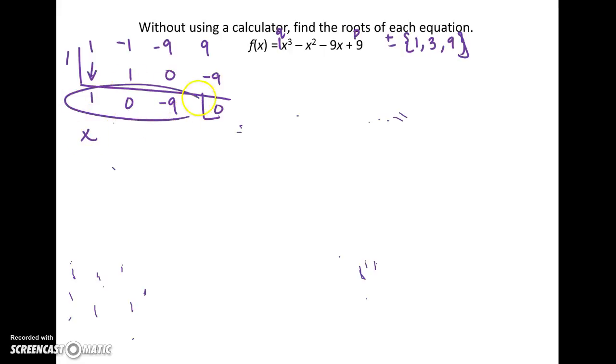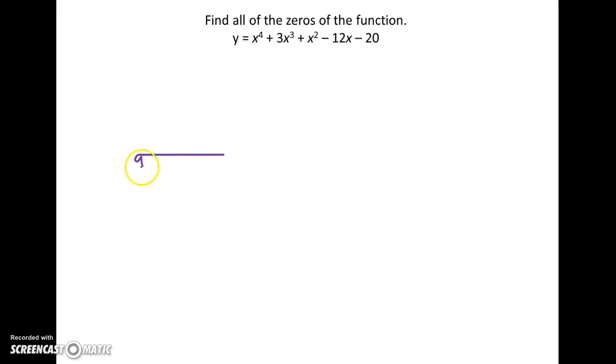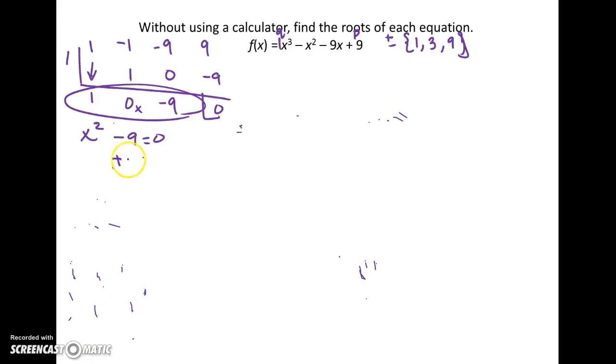As soon as I get down to 3 terms, I can always write it as a quadratic. So this is x squared, that's an x term, there's 0 of those, so minus 9 equals 0. And then I'm going to solve. I'm going to add 9 to both sides. Then I get x squared is equal to 9. I can square root both sides. Then I have x is equal to positive and negative 3. So my solutions are the 1 that we started with, and then positive and negative 3.